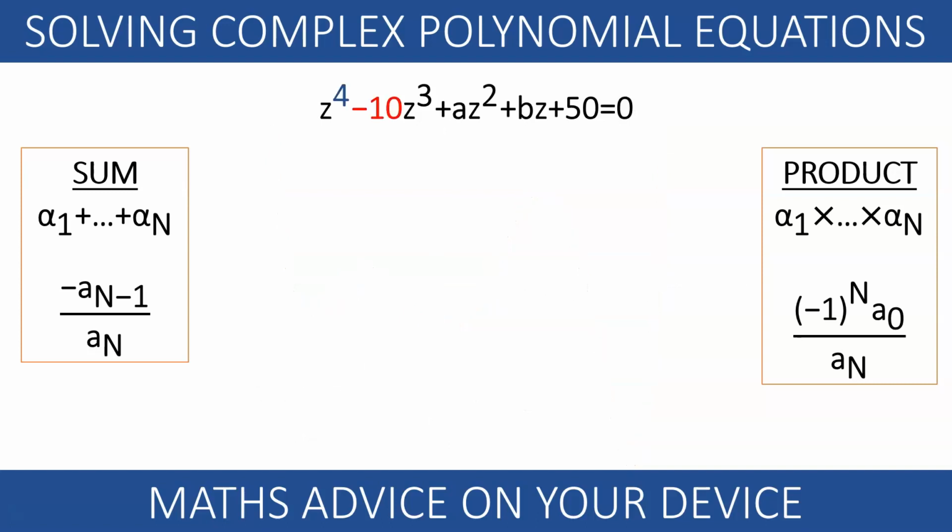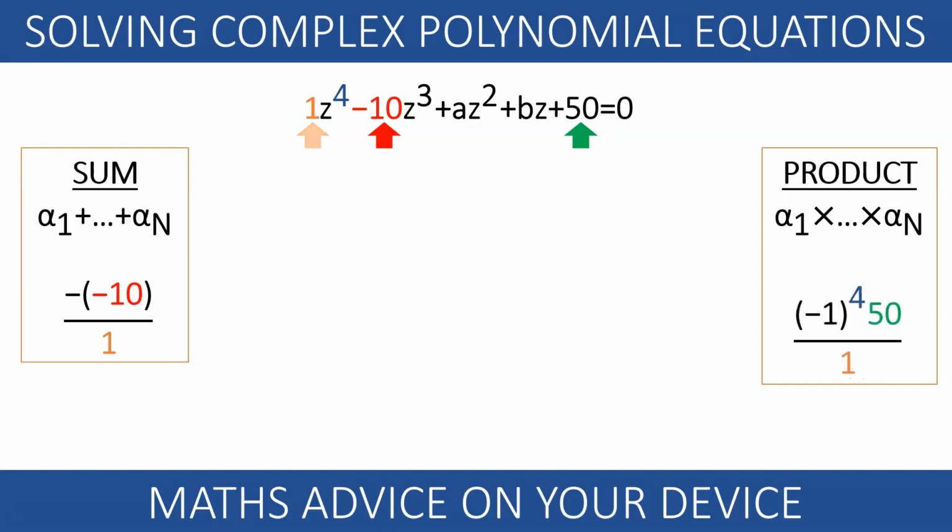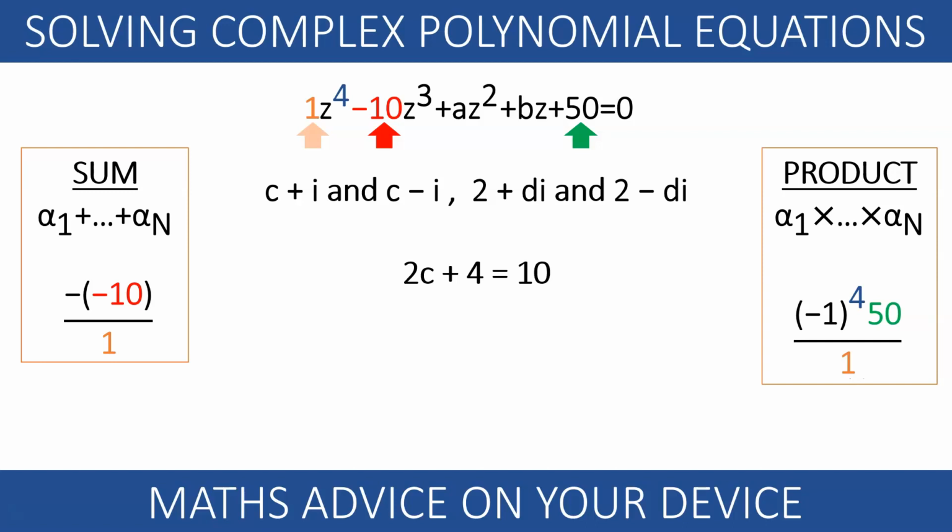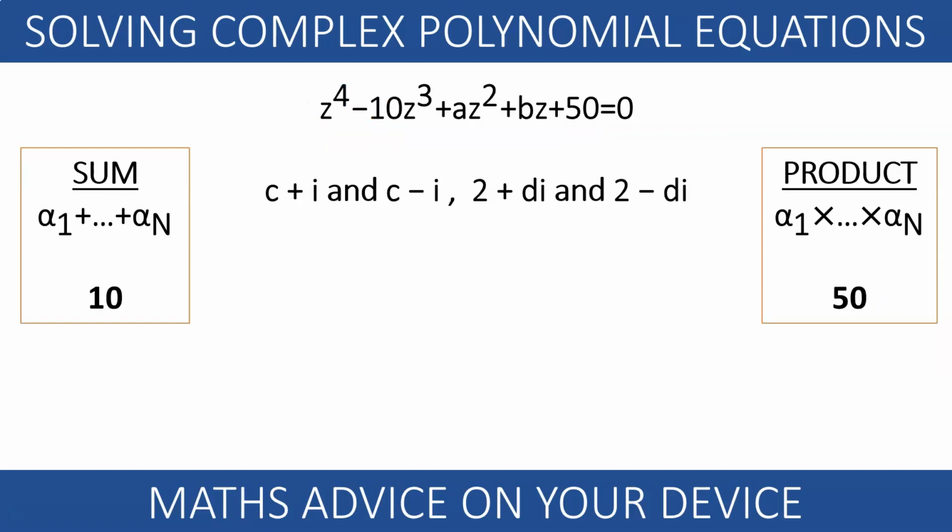In our example, the sum of the solutions is negative minus 10 over 1, and the product is minus 1 to the 4, which is positive 1, times 50 over 1, which is 50. Adding the 4 roots, the imaginary parts cancel each other out, and we obtain the expression 2c plus 4, which equals 10. 2c must be 6, so c equals 3. The product of the 4 solutions is 50.